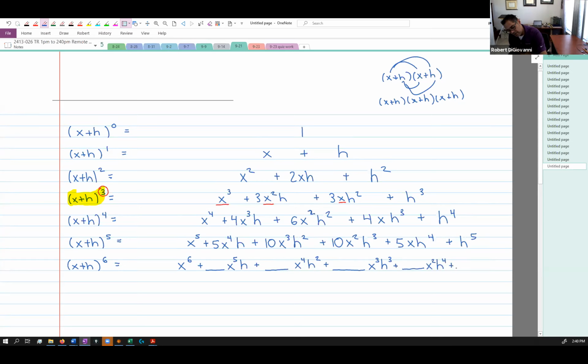I'm running out of room. Plus some constant x h to the fifth. And then the last one will just be h to the sixth. Notice on the edges, the coefficients on all the edges are ones, aren't they?